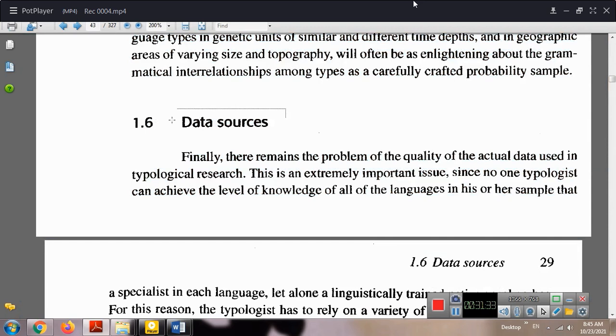Okay, we want to read about the data sources, which is a very important matter in typology.